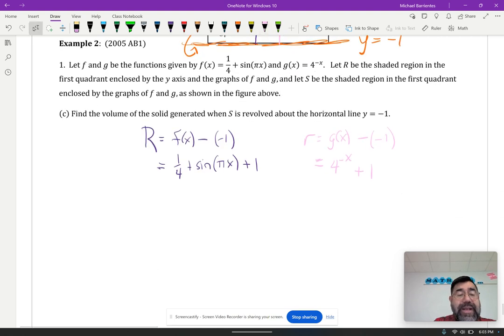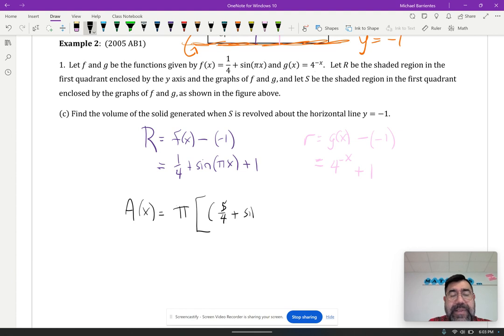Awesome. Now I can write my area function. My area function is pi times, now remember, I'm doing two circles, but they both have pi, so I'm just going to factor it out. Pi of, let's go ahead and add these two and say 5/4 plus sine of pi x squared, minus the little r squared, 4 to the negative x plus 1 quantity squared. If I distribute this pi, I'll have pi big R squared minus pi little r squared.